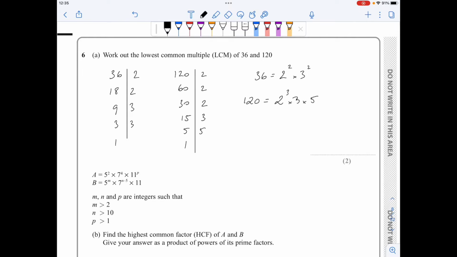And to find the lowest common multiple, I'll take all prime numbers, 2, 3, and 5, to their highest powers. Power of 2 is 3, power of 3 is 2, power of 5 is 1, and this will give me 360.